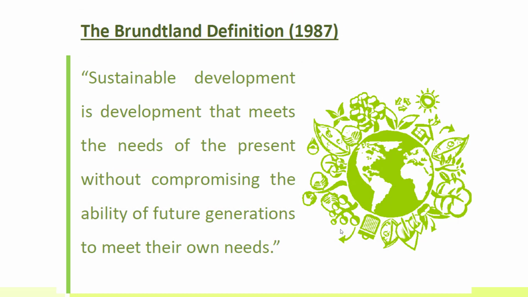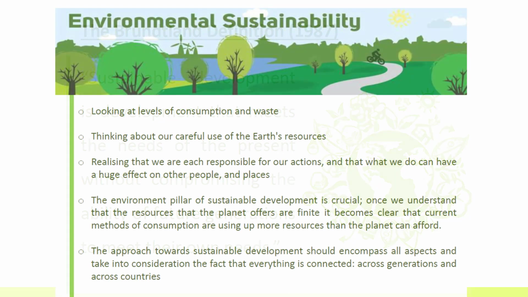If we look at specific definitions, Brundtland in 1987 said sustainable development is the development that meets the needs of the present without compromising the ability of future generations to meet their own needs. And this is not a new concept. You can see here that this was in vogue in 1987 and even earlier than that.